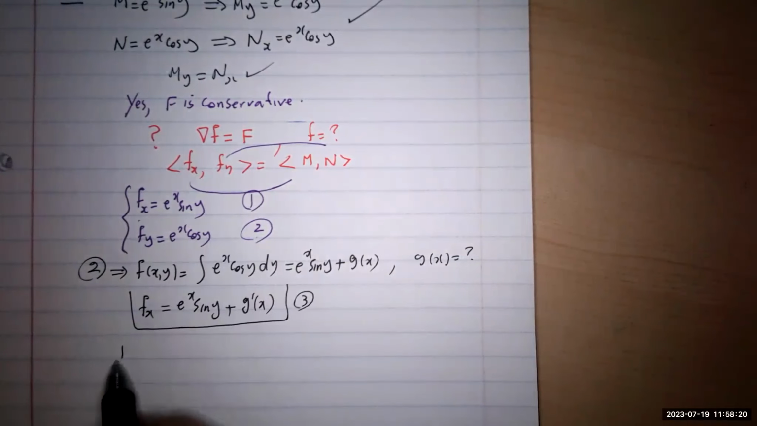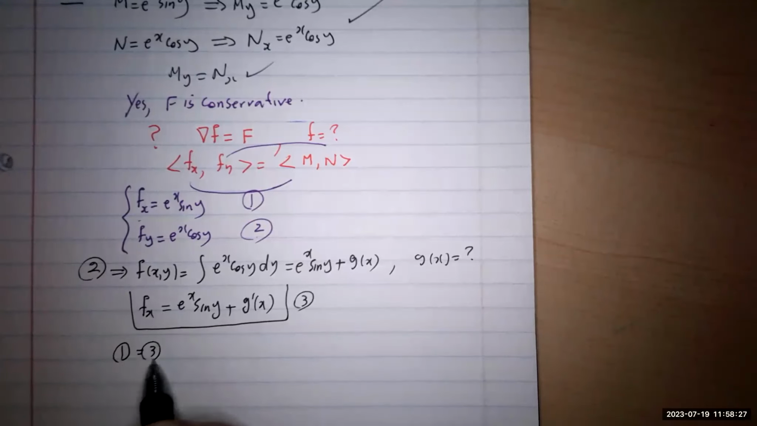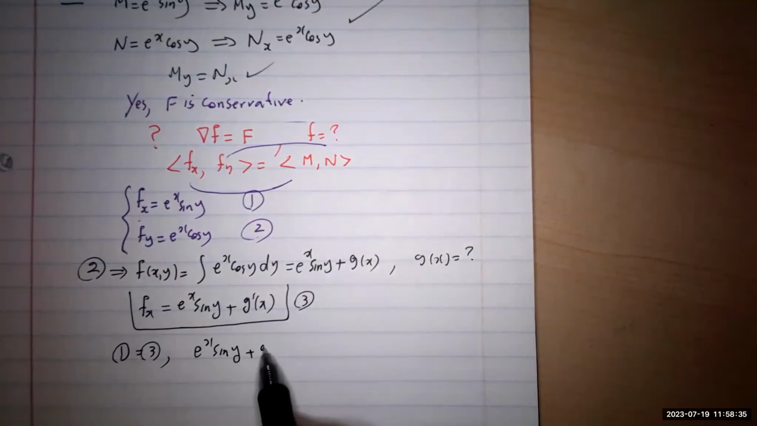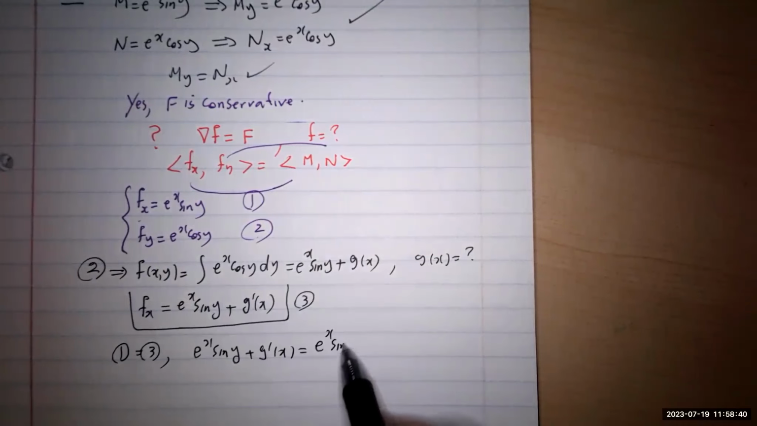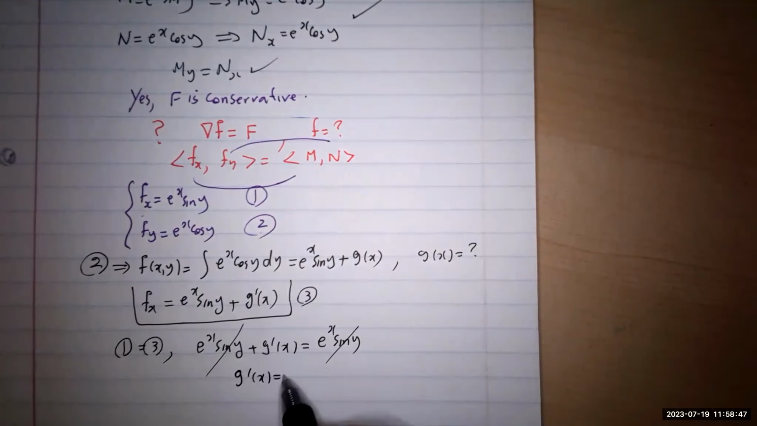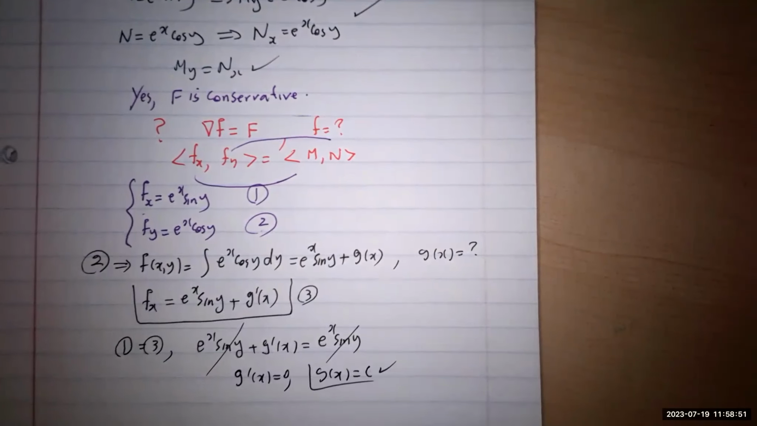So you go to the first equation, and you substitute, or you let 1 and 3 be equal to each other. So the conclusion is going to be what? It's going to be e to the x sine of y plus g prime of x is equal to e to the x sine y. So this would cancel out. We get nothing because g prime of x would be 0 and g of x would be constant. So not a big deal.